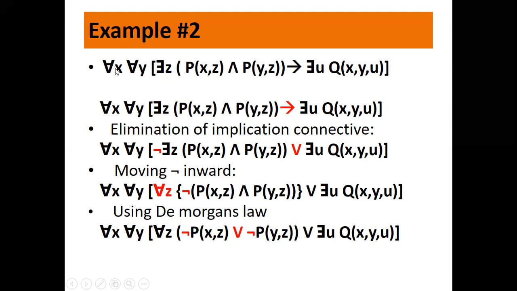What is the prenex normal form? All the quantifiers should be outside at the prefix level. Now, universal quantifiers are already at the prefix level. Now we need to concentrate on existential quantifiers, right?